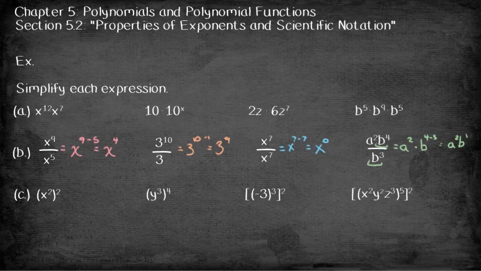Next up, we're doing powers to powers. Not really too bad. When I raise an exponential to a power, I multiply the exponents. So x squared squared is going to be x to the 2 times 2, or x to the 4th. Y to the 3rd raised to the 4th power gives me y to the 3 times 4, or y to the 12. Negative 3 to the 3rd raised to the 2nd power gives me negative 3 to the 3 times 2, or negative 3 to the 6th power.